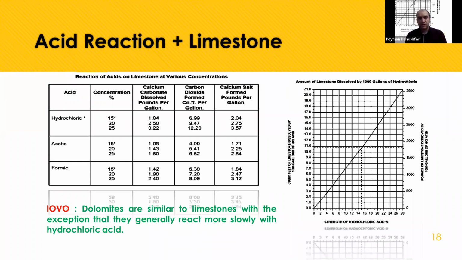absolutely increases. Okay, and one note that you can see: dolomites are similar to limestone, with the exception that they generally react more slowly with hydrochloric acid. It means that when you have a carbonate formation, the HCl acid reacts fast with limestone, but with dolomite the reaction rate is slower.